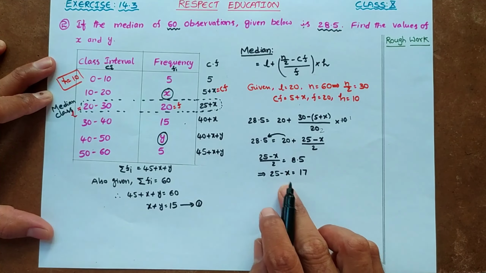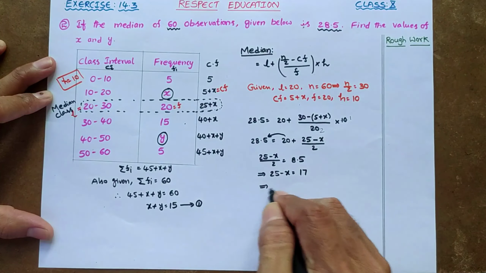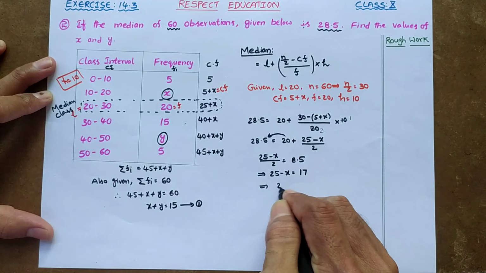This is negative x, let us send that side. So it is 25 is equal to 17 plus x. From this, x is equal to, send that 17 this side, so 25 minus 17. Therefore we got x is equal to 8. See, we are asked to find the values of x and y, in which we got the x value. This x value, let us substitute in equation 1.